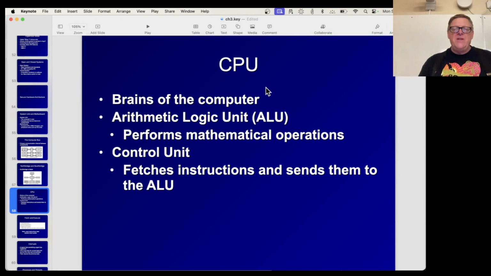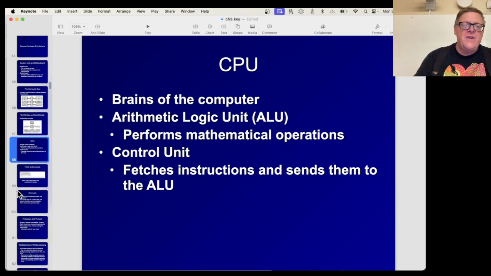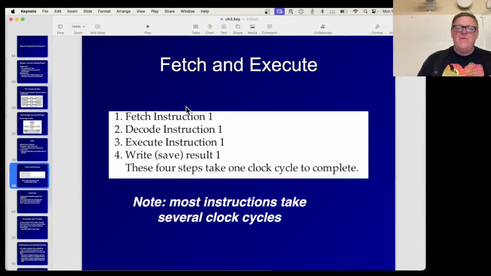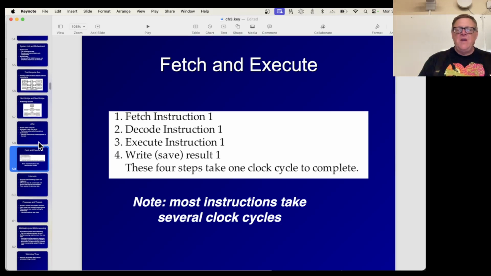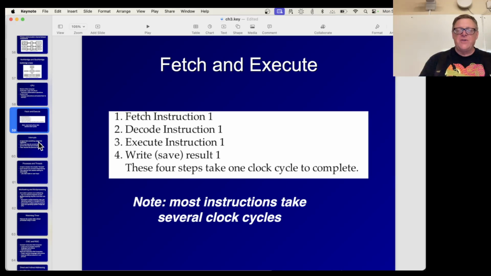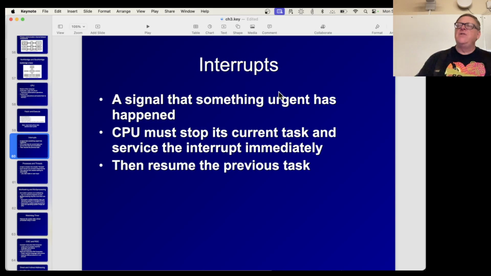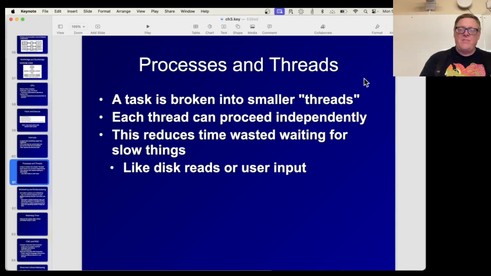So CPU is the brains of the computer, with the arithmetic logic unit performing mathematical operations, and the control unit that fetches instructions from RAM one by one and sends them to the ALU for processing. So you fetch an instruction, you decode it, you execute it, you write and save the results, and that all happens in one clock cycle, and most instructions take several clock cycles, like 4 or 6. Interrupts are signals that something has happened, like an alarm. You must stop what you're doing and deal with this. Something needs to be handled immediately, and there's a lot of interrupts on modern machines.